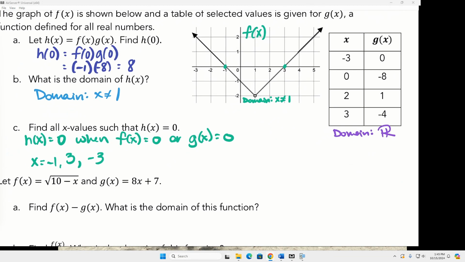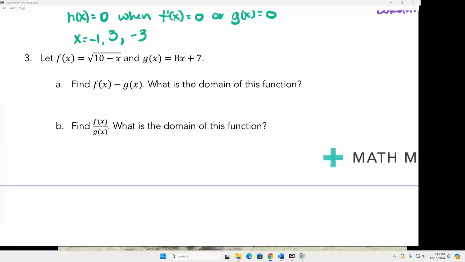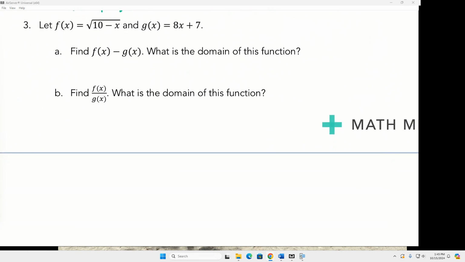Alright, so that's using graphical and tabular information for functions, and then the very last one we're going to use the algebraic form of the functions. So A wants us to take f and g and subtract them, and that's our new function. That's going to be the square root of 10 minus x minus 8x plus 7. Now you need to put 8x plus 7 in parentheses so you subtract the whole function.